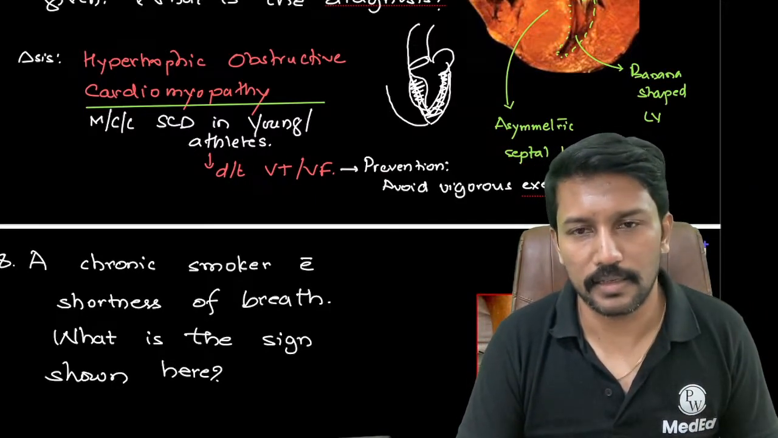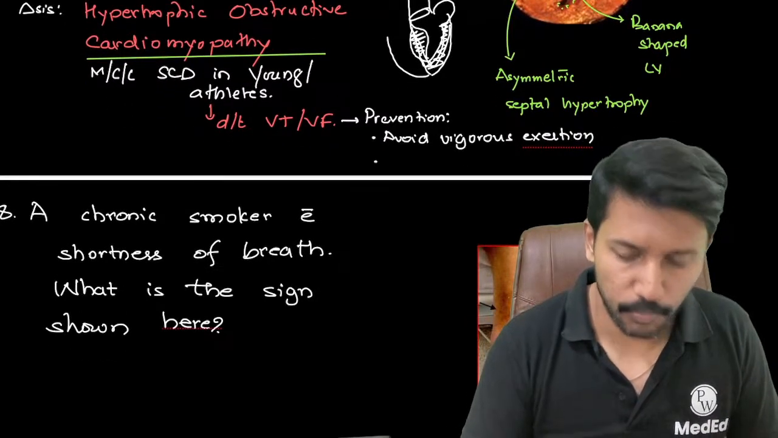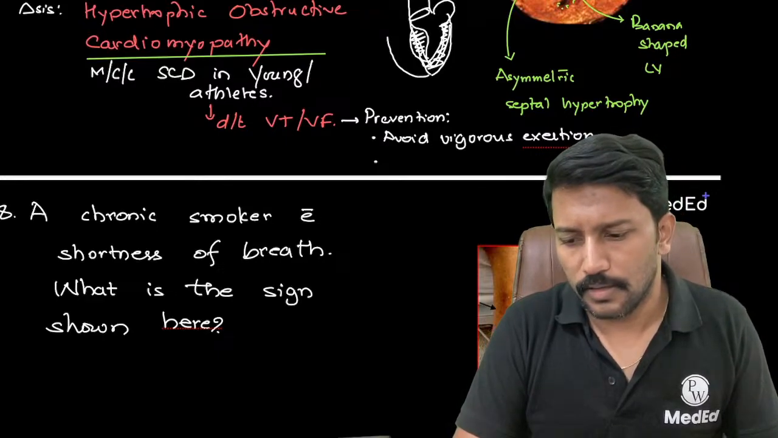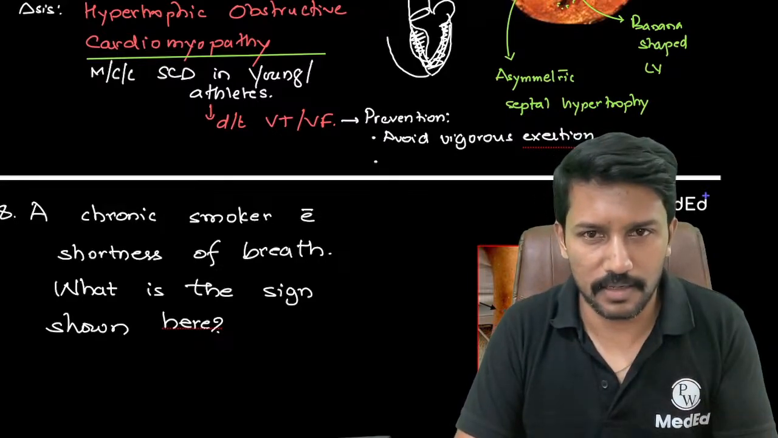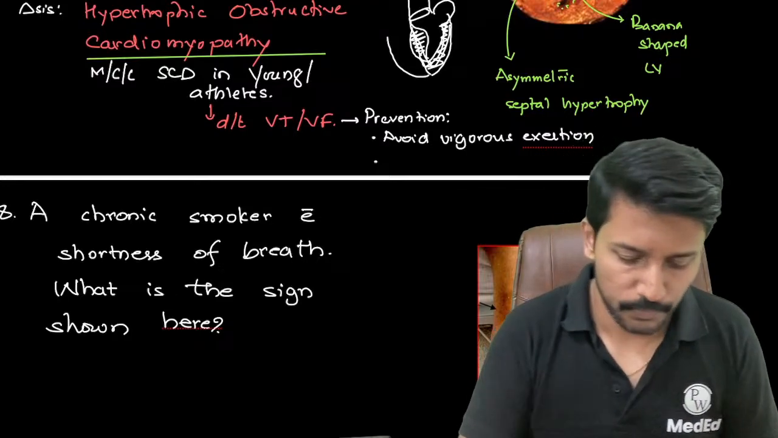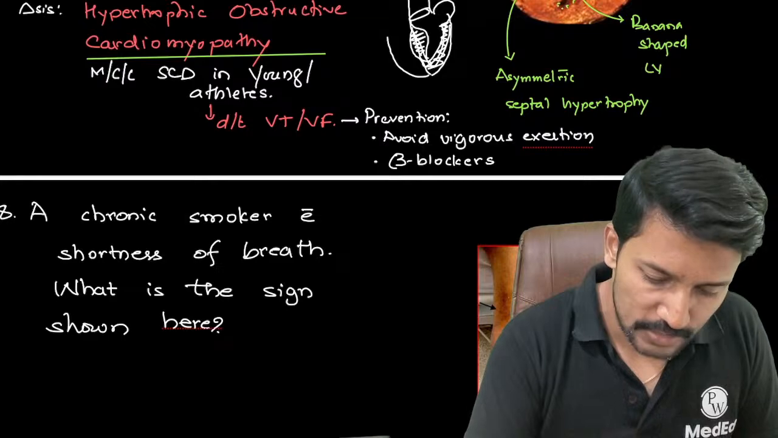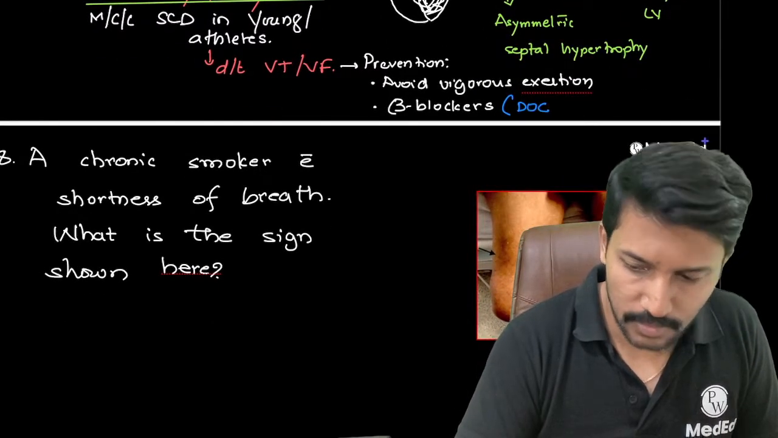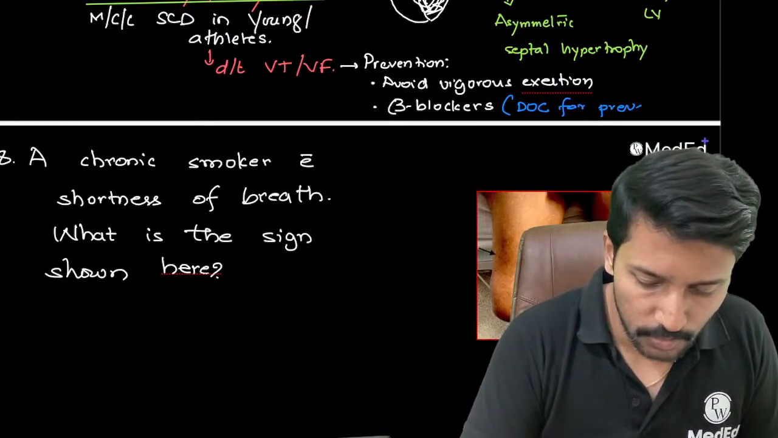Yes, adrenaline is a link. Can I block adrenaline's action on the myocardium? We have drugs to block, right? Adrenaline acts through which receptors? Adrenergic receptors, right? You are familiar with alpha, beta receptors. So can I block it? Yes, possible. So beta blockers are the drug of choice for prevention of sudden cardiac death, or VT or VF.